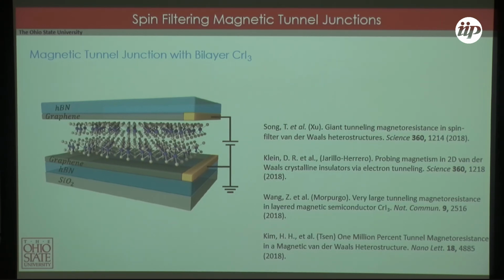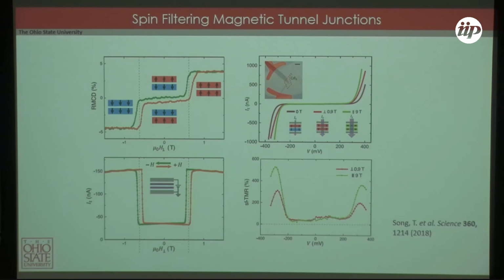Okay? And what's really different about this, I didn't mention, but the chromium triiodide is insulating, right? Whereas the FGT is conducting. So this is an insulator, so it's more like a spin filter tunnel process. Okay? So one thing you can see first is, again, this kind of square loops. Not square loops, these kind of anti-ferromagnetic loops with the flat in the middle.